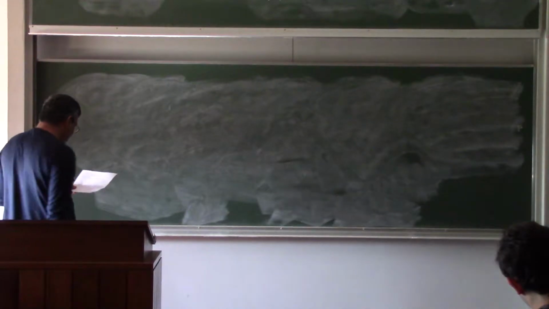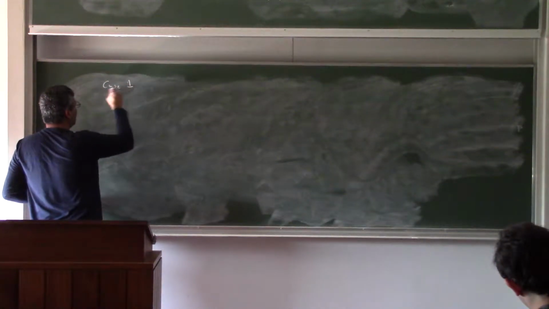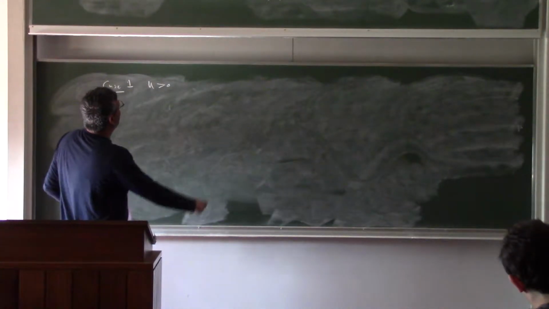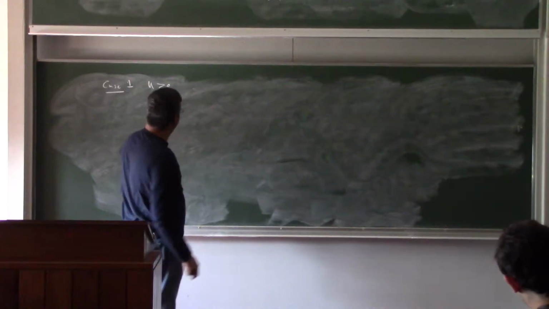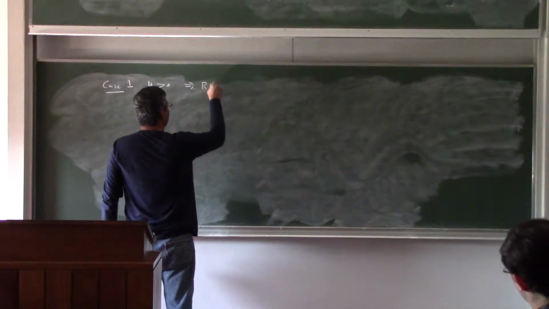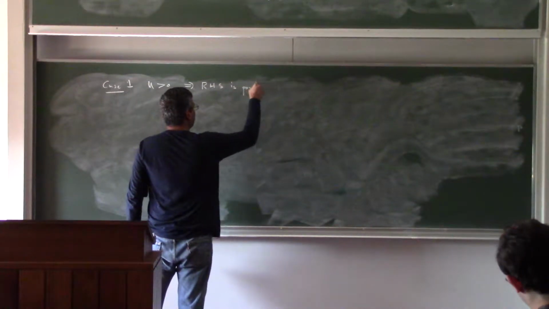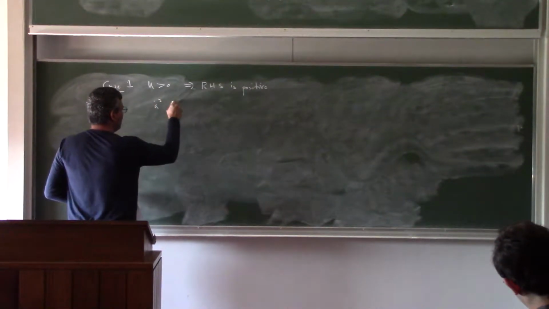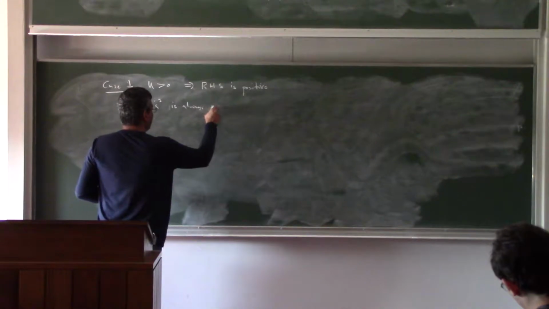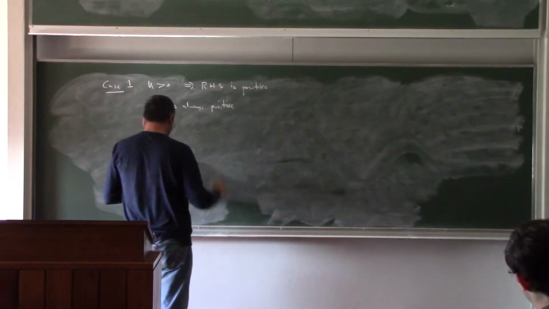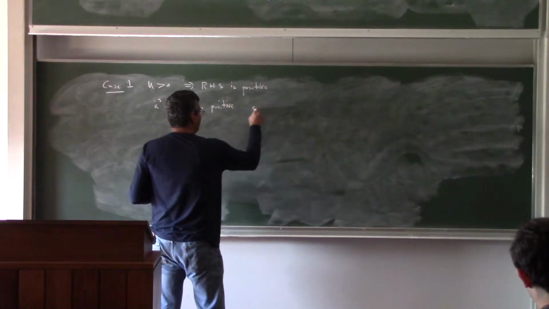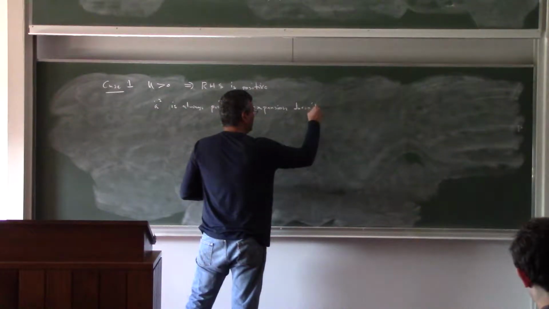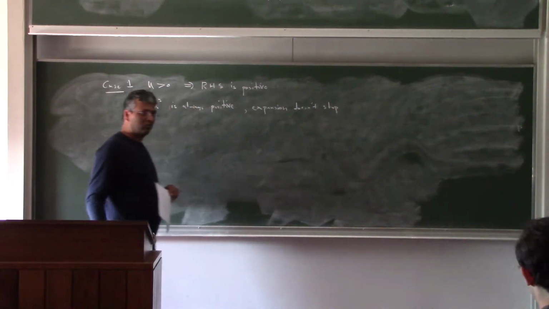Okay, case 1, u is positive. If u is positive, the mass density is always positive, so the right-hand side is positive. This means that a dot squared is always positive. So the expansion doesn't stop.